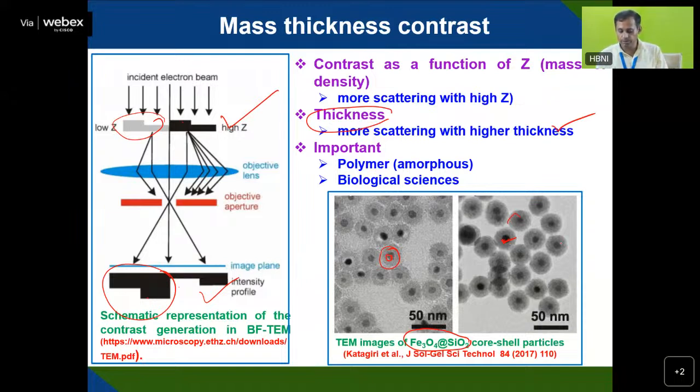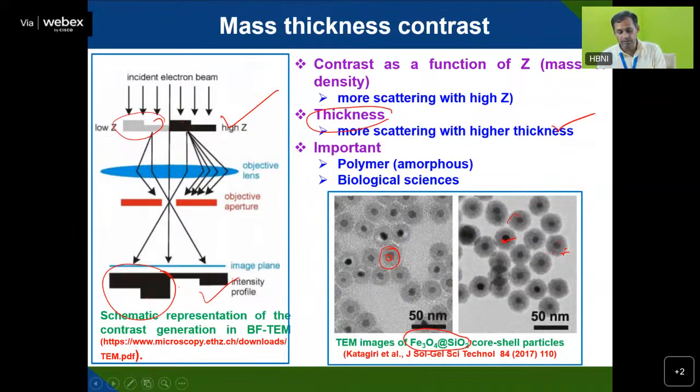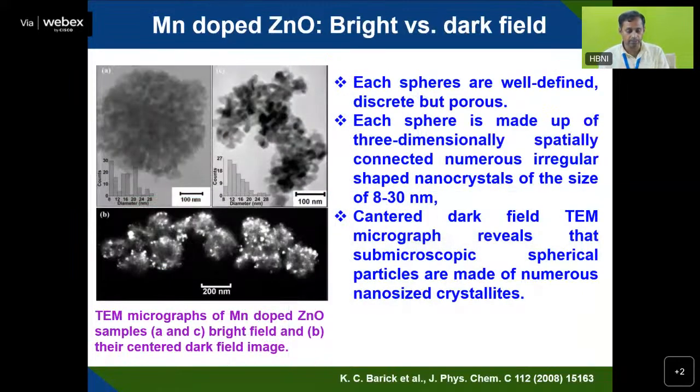Because of this contrast difference, you are able to see the mass thickness contrast image. You can see the core-shell structure identification by using a transmission electron microscope. Core-shell analysis is possible.